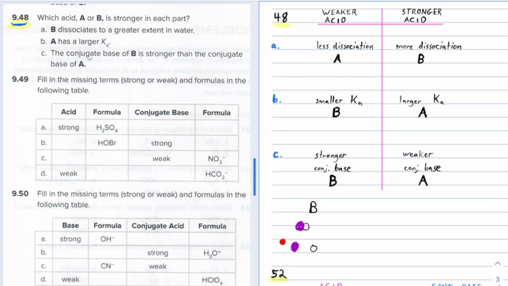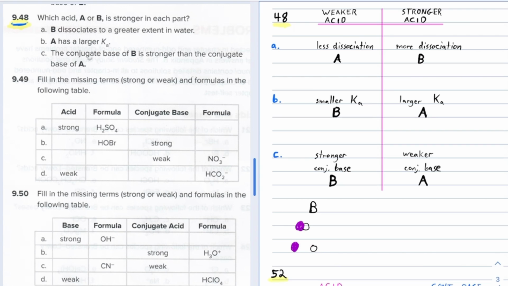Now, if this is a strong conjugate base, then that means it wants to grab that proton back. It doesn't want to let go of the proton. Strong bases tend to grab onto protons. So if you have an acid whose conjugate base is strong, then that means it wants to grab that proton back. It wants to be like this.